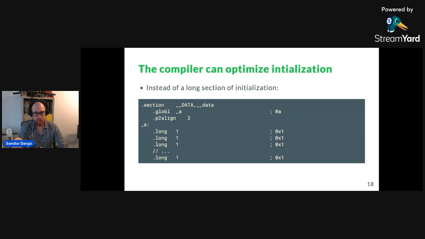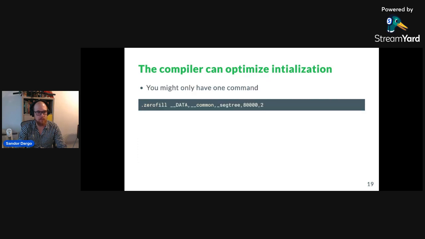So when we change the initial value from one to zero, the assembly also changes, and what you see in the executable changes a lot. Before, when we have one as a value, you see all these long lines. Basically, the compiler assigns this one value, and you will see it like 10,000 times. Now, if it's the default zero, it can take care of it with only this one zero fill comment. And you see that we have that number there, 80,000.